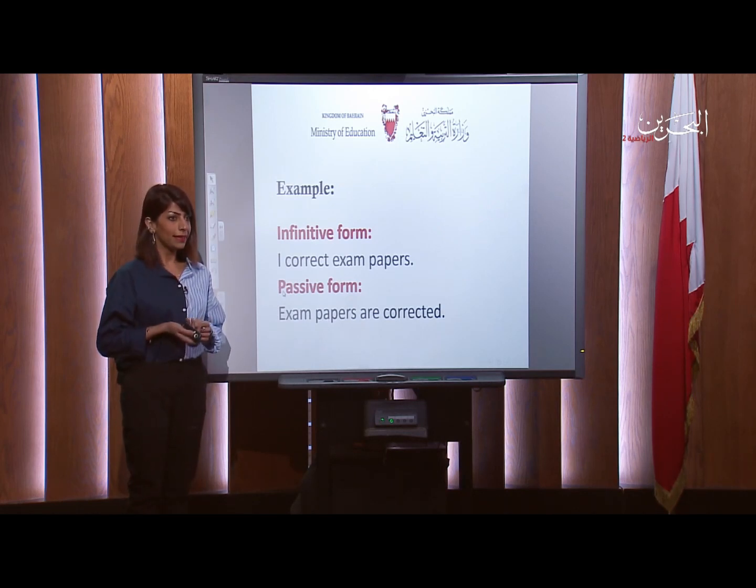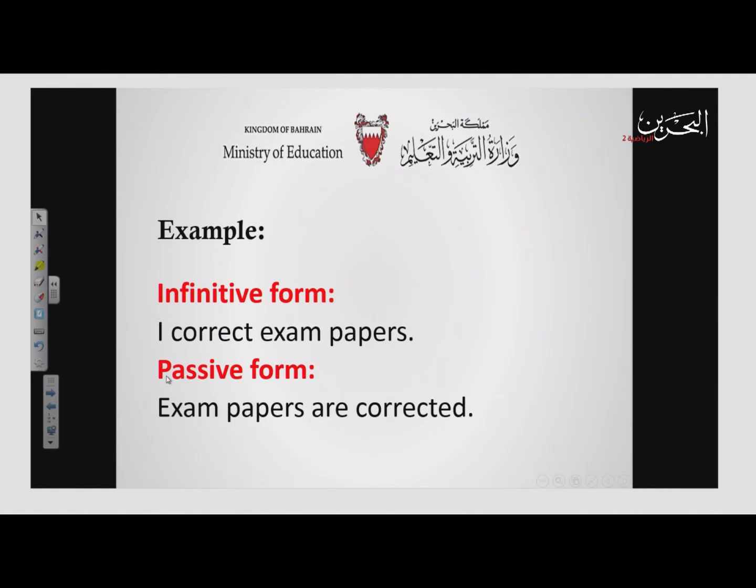Before I explain the passive form, I will go to the original, or let's say the regular form of any basic sentence. For example, I correct exam papers. In this sentence, we have three main parts. The first one is the subject, which is I, correct is the verb, and exam papers are the object.